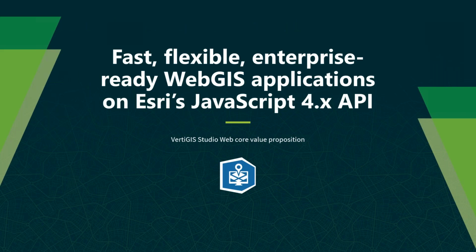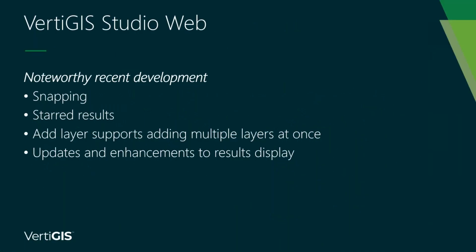Let's talk about web. So VertiGIS Studio Web, new and noteworthy recent development: snapping. Yay, we finally got you snapping. I know there was a lot of excitement around this one. Starred results, adding ad layer support. We did a bunch of different work on add layer support, from basically getting it to the place where you could actually look at all the layers and pick the one you wanted, to doing some filtering, and now most recently to being able to add multiple layers at once.